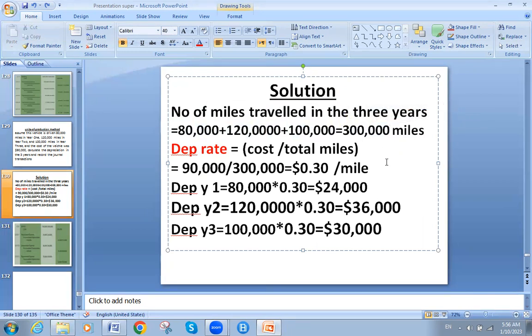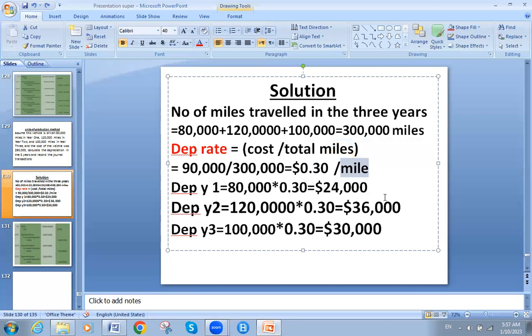Okay. Now, from the whole miles, we will calculate something we call the depreciation rate. Depreciation rate will be cost divided by total production. The total production here is the total miles. The vehicle drove 300,000 miles. So the cost I bought it for was $90,000. I will divide it by 300,000 miles. That will give me 30 cents per mile. In other words, this car's value will reduce 30 cents each mile it traveled.